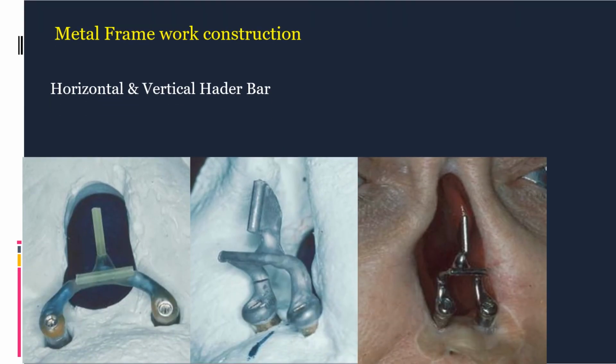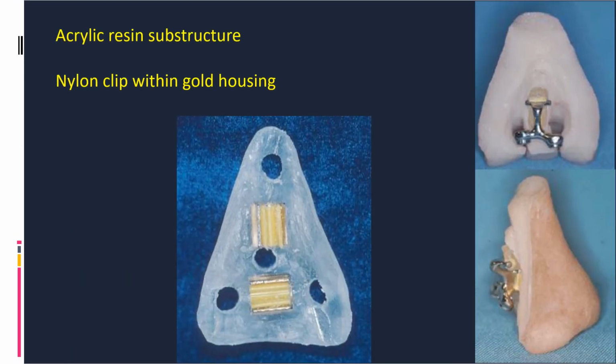It is highly recommended that the metal framework construction be designed with horizontal and vertical bar joint attachment to maximize the retention and stability of the prosthesis. Silicone should not be attached to the metal bar directly. An intermediate acrylic resin substructure must be fabricated to incorporate the nylon clip within the gold housing picked up inside the acrylic substructure.